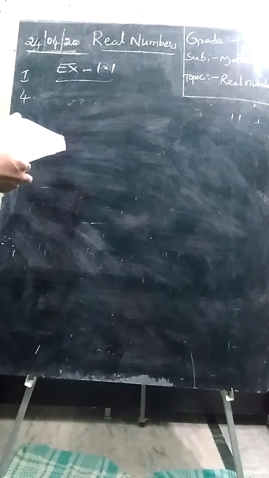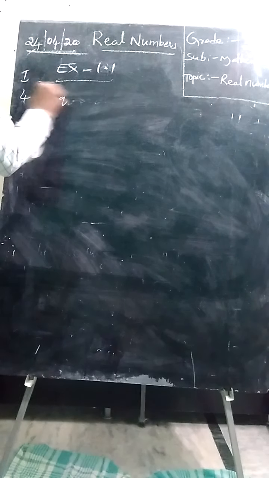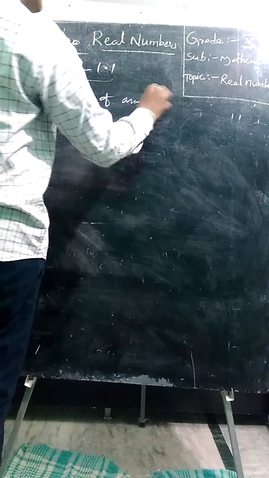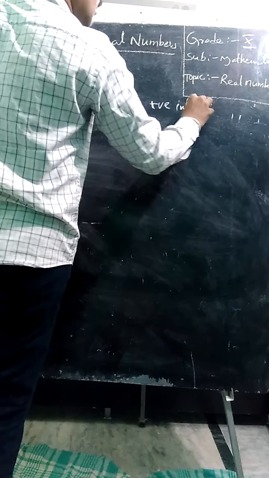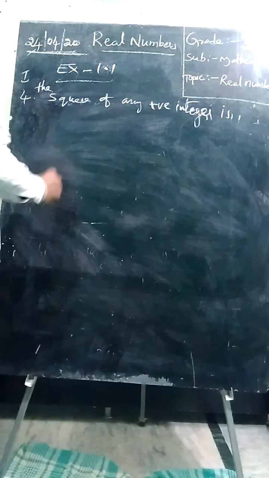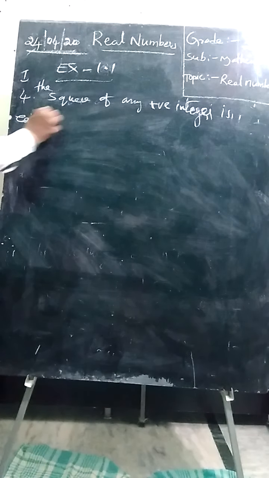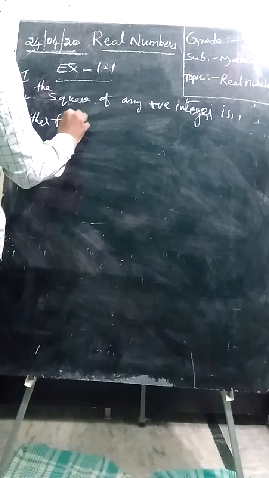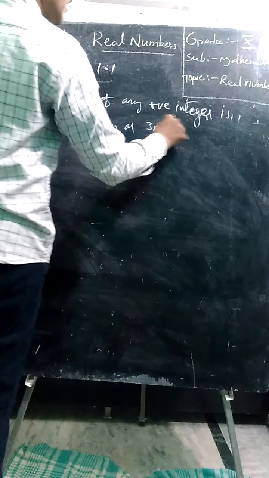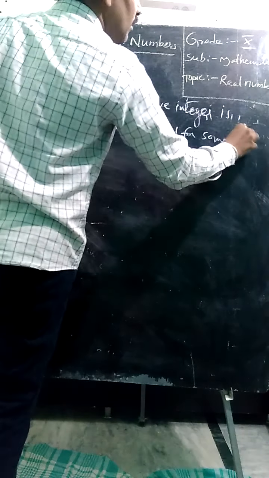See students, here it's given question four: use Euclid division lemma to show that the square of any positive integer is either of the form 3m or 3m plus 1 for some integer m. See students, we have to prove the square of any positive integer.